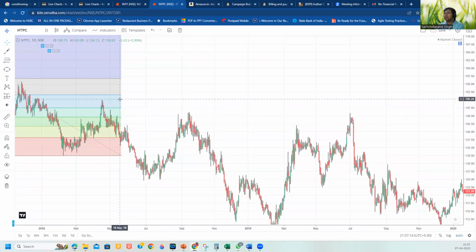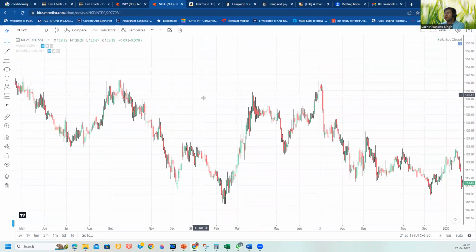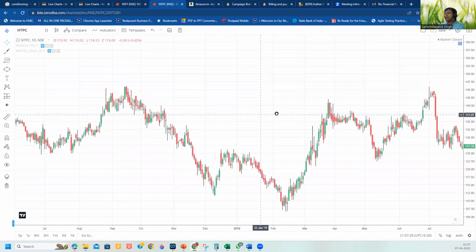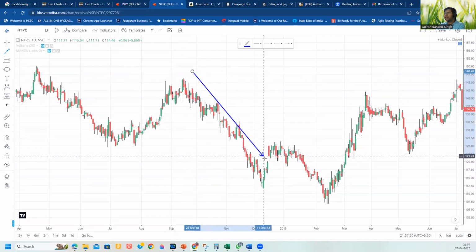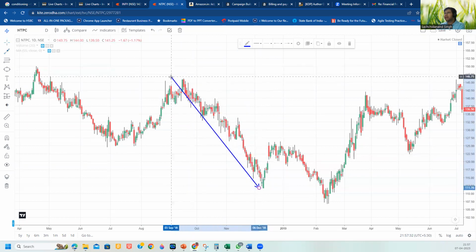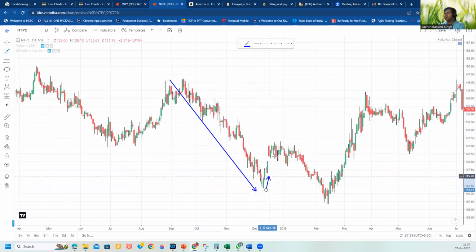This is another fib retracement I had added earlier. Okay, so look at this chart. In this case, this is the highest point, and from here the price started falling till this level. And from here it found support, and then the bounce back, that is the retracement, is happening.